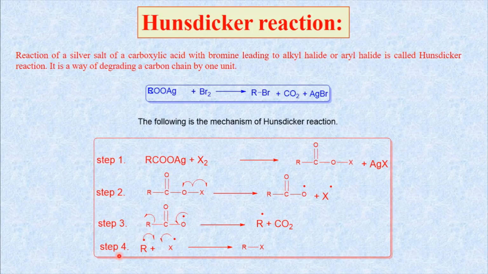Now the final step is simple: the R radical generated in step 3 and the X radical generated in step 2 react together, and you will get the alkyl halide. So this is the general reaction mechanism and the general reaction of the Hans-Dicker reaction. Now let's move on to the next slide.